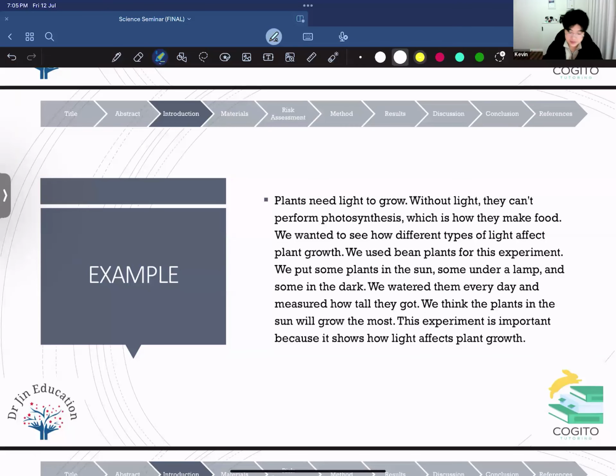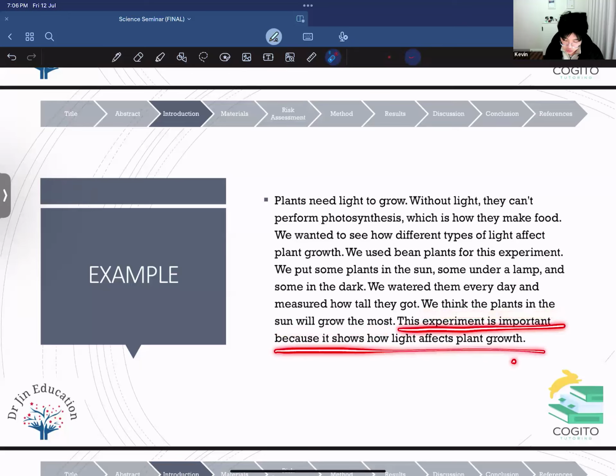Plants need light to grow. Without light, they can't perform photosynthesis, which is how they make food. We wanted to see how different types of light affect plant growth. We used bean plants for this experiment. We put some plants in the sun, some under a lamp, and some in the dark. We watered them every day and measured how tall they got. We think the plants in the sun will grow the most. This experiment is important because it shows how light affects plant growth.